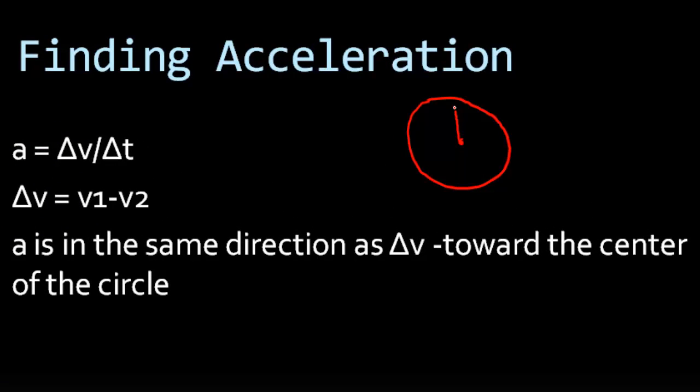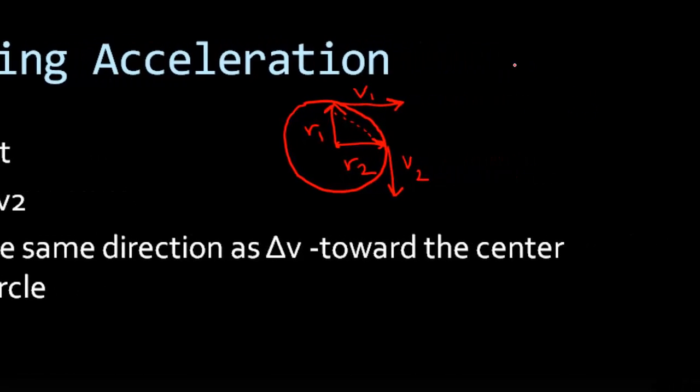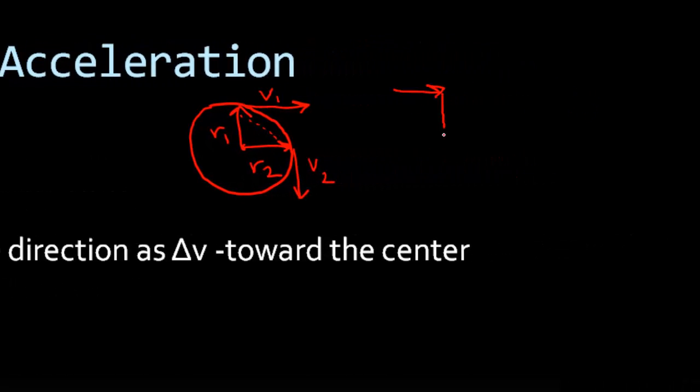Here's our radius. Here's my initial position vector. Here's my final position vector. Here's my velocity vector that is tangent and perpendicular. Here's my other velocity vector that is tangent and perpendicular. Here's my displacement vector. Now I'll draw my velocity displacement vector over here. Okay, so this is my v1, this is my v2, here's my change of velocity.